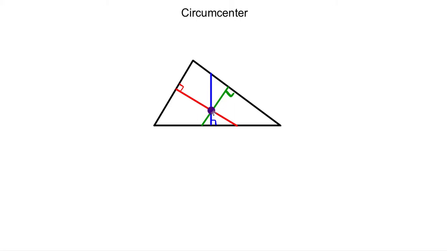These three perpendicular bisectors will intersect inside of the circle, and we call that the circumcenter. So this circumcenter is the intersection of those perpendicular bisectors.